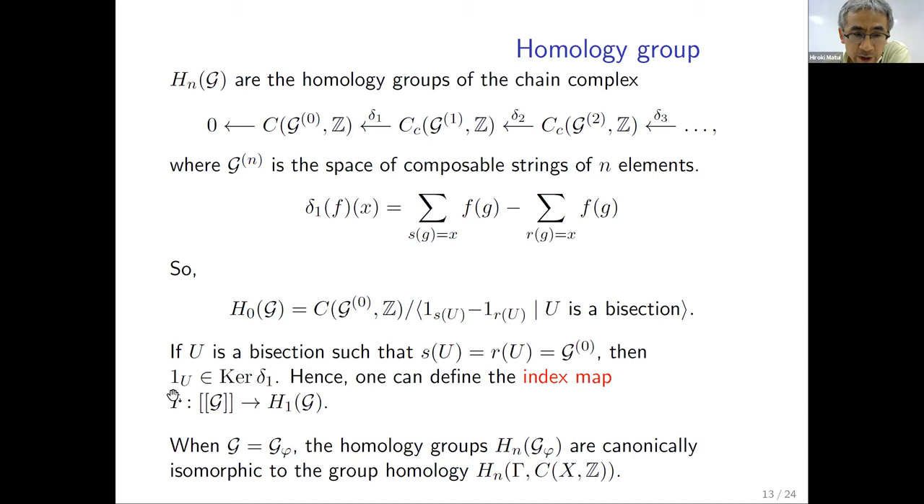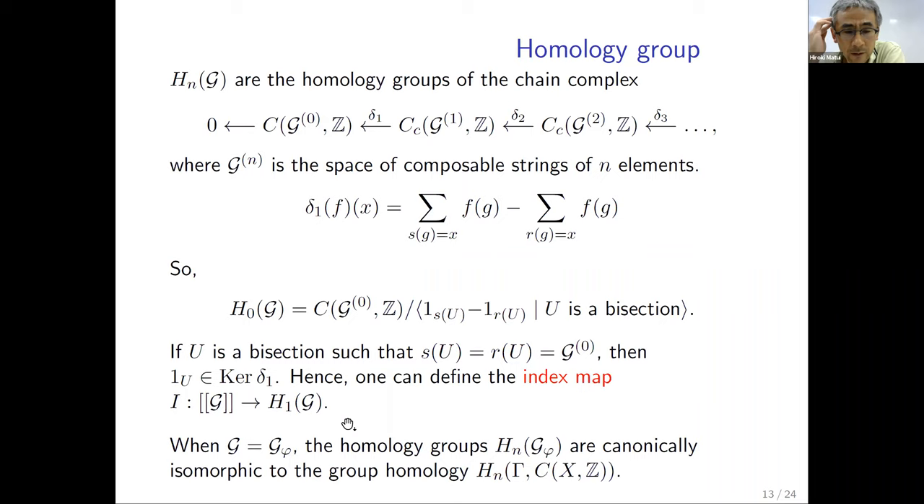Then obviously the indicator function of U belongs to the kernel of delta one, okay? Because this is one and one, and so one minus one is zero. Hence one can define the index map from the topological full group to H1. So H1 is the kernel of delta one modulo the image of delta two. By this observation, I can define the index map.